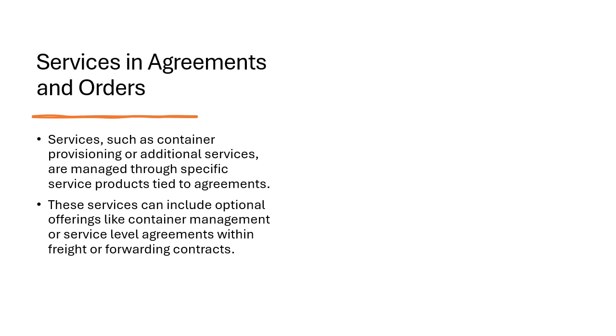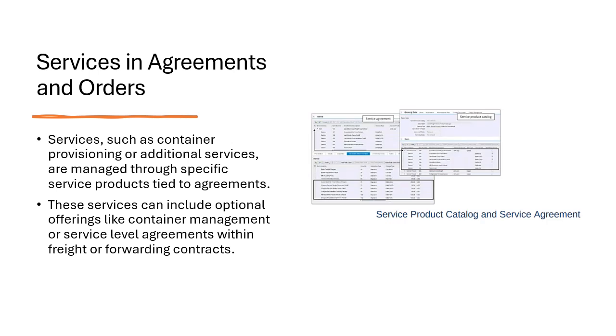And next is the service agreements in agreements and orders. SAP TM enables the definition of service products and service agreements, which represent non-transport services such as fumigation or expedited delivery. These services can be integrated into other agreements and orders for charge calculation. And this figure shows the structure of a service product catalog and how service agreements are created using predefined service items. It also highlights how service products are bundled and applied to customer contracts.